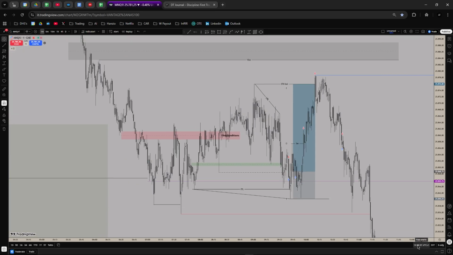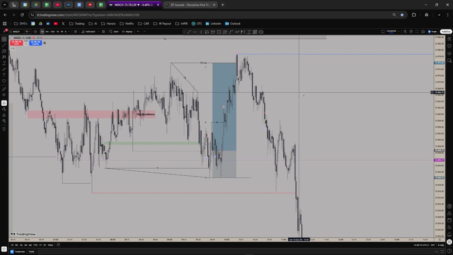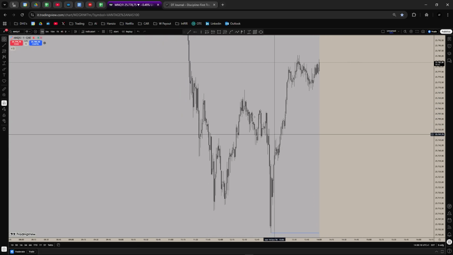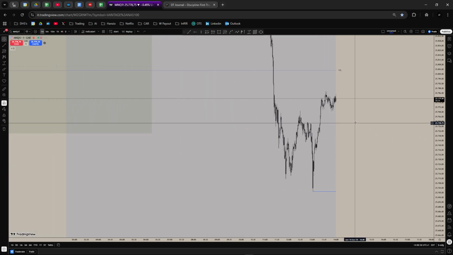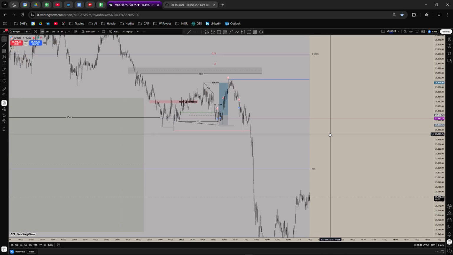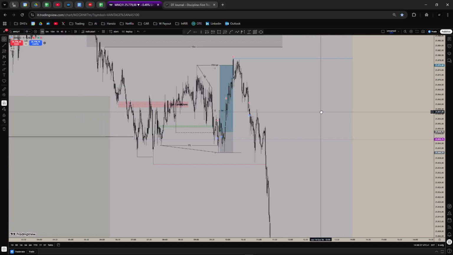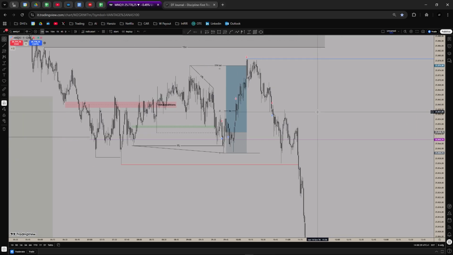Now it is 2 p.m. my time, and London's New York session starts at 3:30. The 9:30 open is 3:30 for me. So I'm going to leave the chart like this and try to see if we can get a trade in the noon, in the New York AM session, and then I'll be back to close the video or to show you guys the other trade.